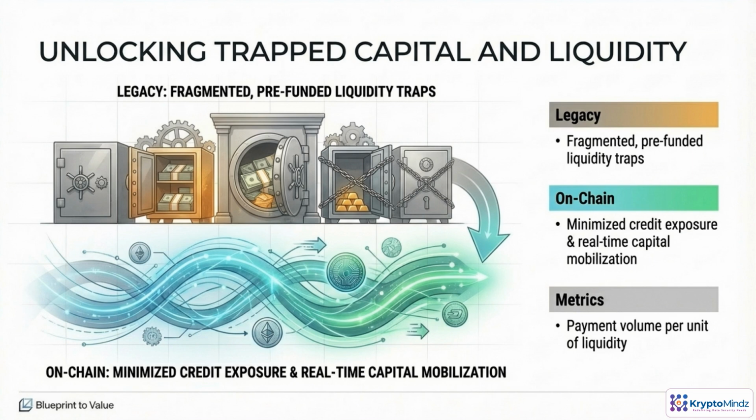In traditional cross-border payments, a lot of money just sits idle in Nostro accounts and local pre-funding arrangements. It's there just in case, which ties up capital and concentrates credit risk in a few counterparties. On-chain rails flip this dynamic. Liquidity can be mobilized on demand across networks with near real-time settlement. The key question becomes, how much payment volume can you process per unit of deployed liquidity?